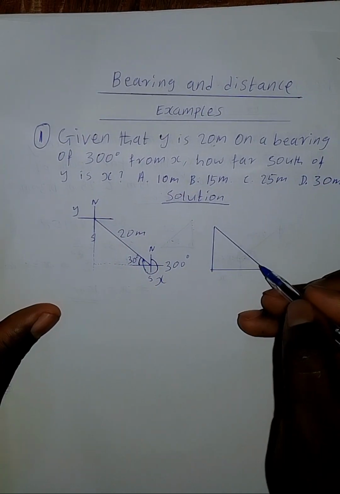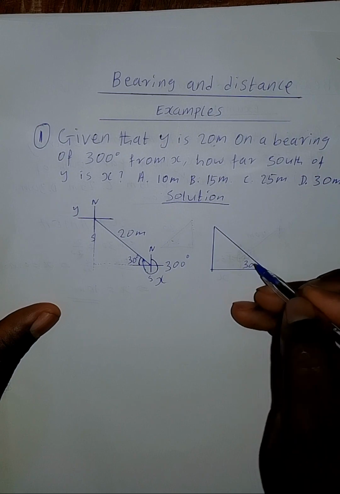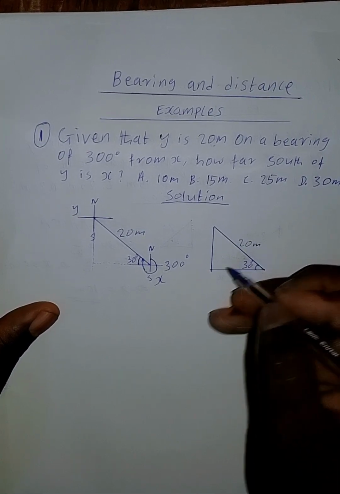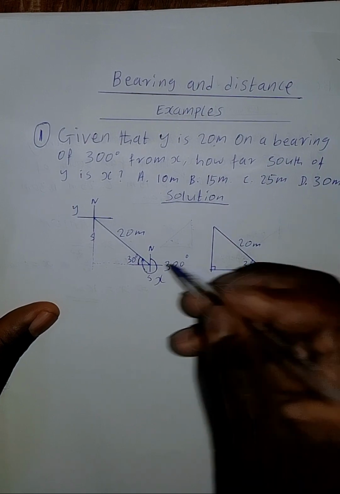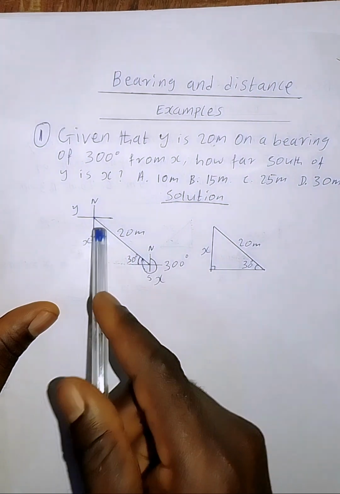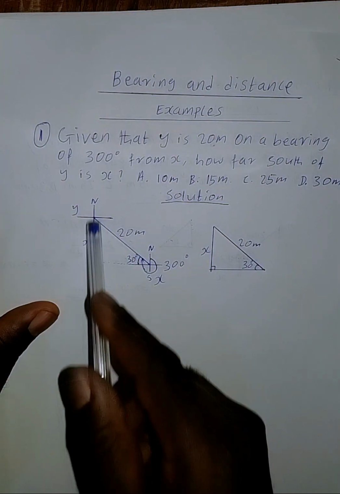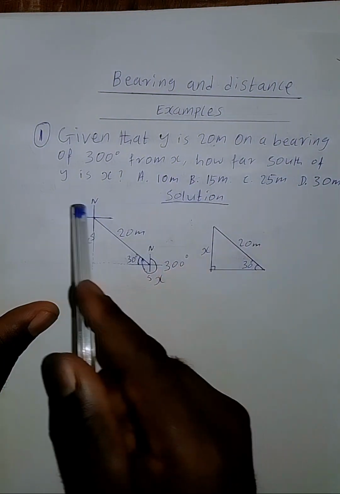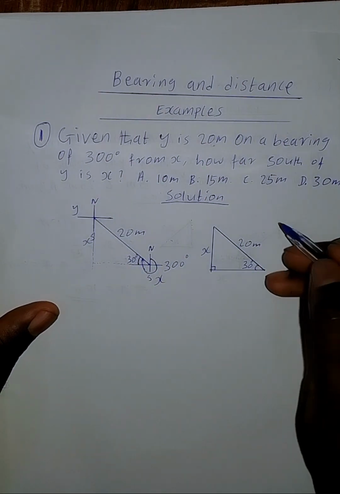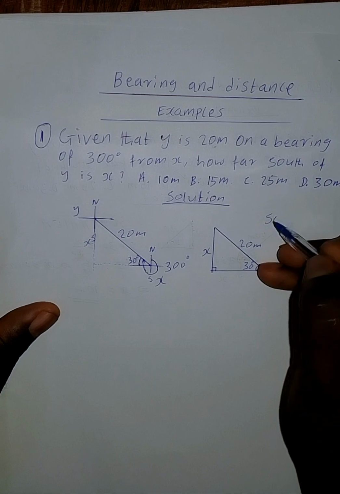So the angle here is 30 degrees. The hypotenuse is 20 meter. This is right angle, and I'm looking for this point. That's the point I'm looking for because that is the south of y. How far south of y is x? Okay, we are going to use SOHCAHTOA to estimate this.